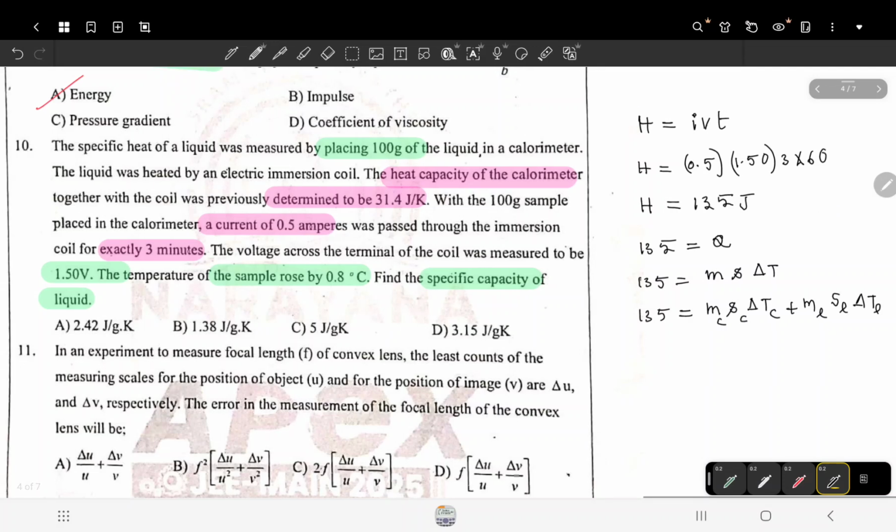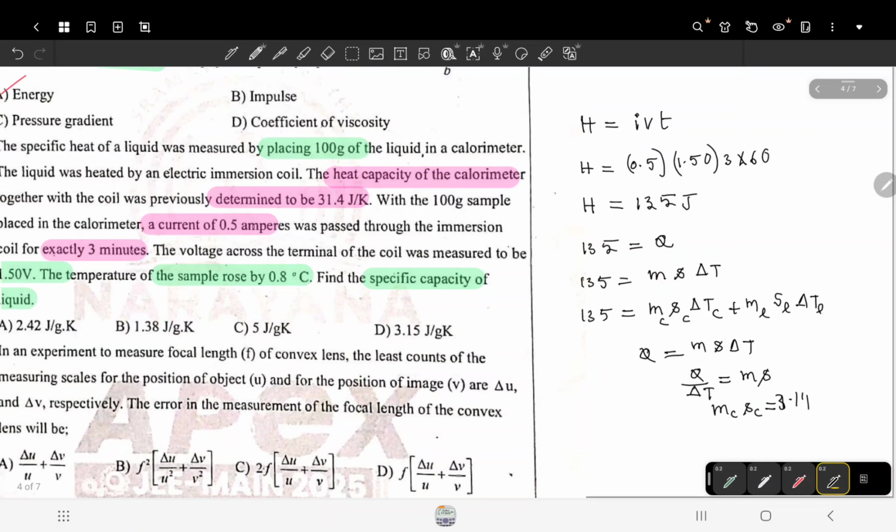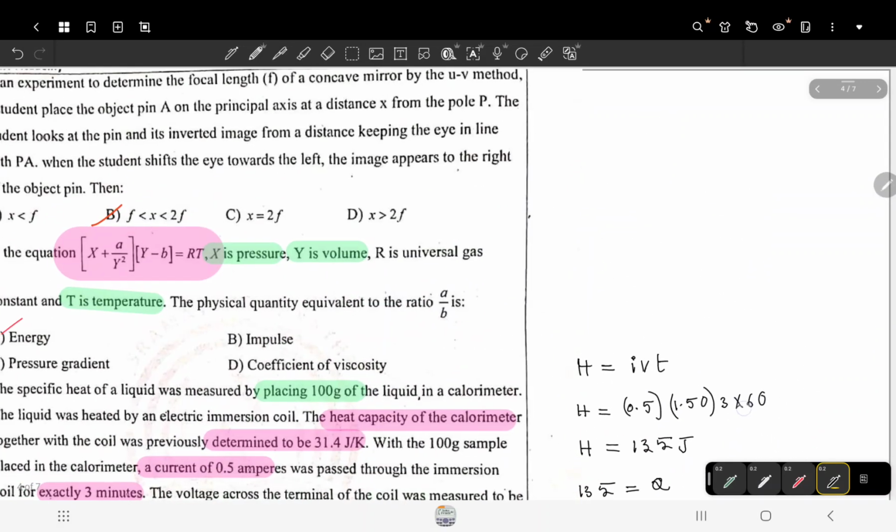Since we know that the heat formula can be written as Q is equal to ms delta T, right? From this we can write Q by delta T as ms. So for the calorimeter this mcsc value will be equal to 31.4, that you need to understand. Clear? Right?